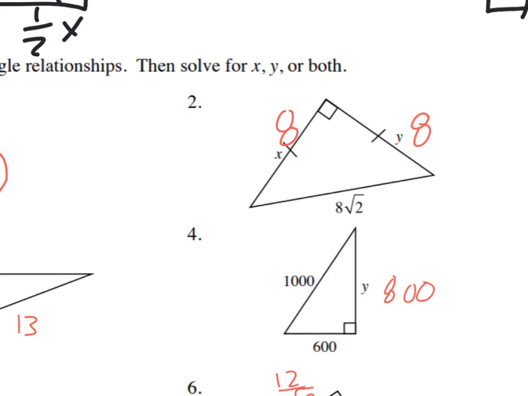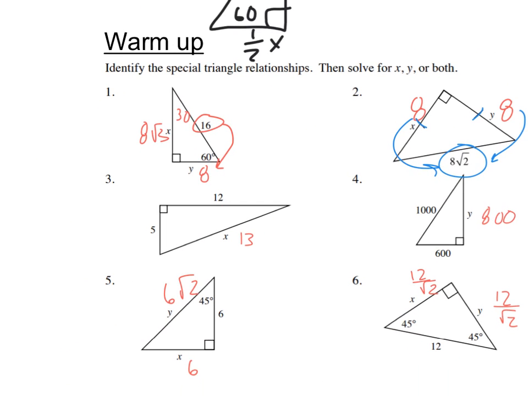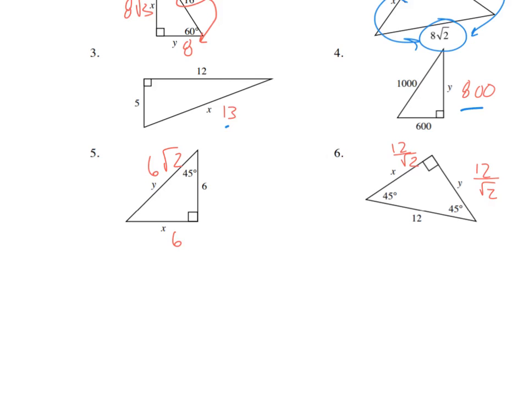On problem number 2, that's a 45, 45, 90 triangle. Both x and y are the same length, as indicated by this tick mark here and this tick mark here. So if I know that this is 8 root 2, I had to multiply by the square root of 2 to get this length, so that would be 8 for both of those side lengths. Number 3 and 4, you could just use the Pythagorean theorem. You should get 13 and 800. Those are called Pythagorean triples, something that we're not going to spend a whole lot of time with.